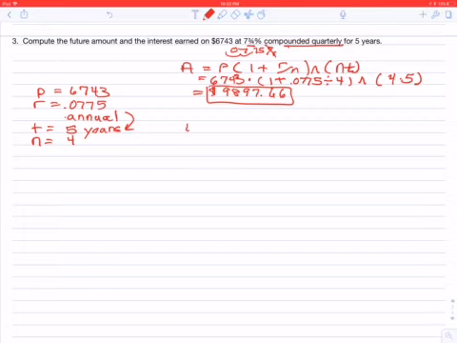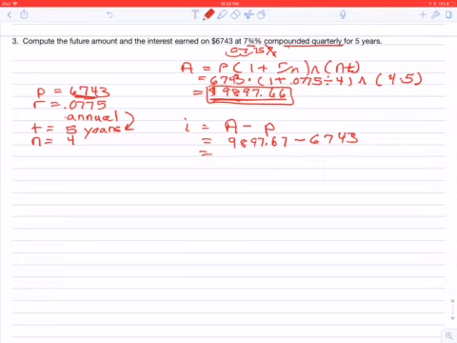So to find the interest that's earned, we'll take what's in the account now and subtract the original principal. So what's in the account now is $9,897.66. Subtracting the original principal, that's $6,743. And I see that what's earned was $3,154.66.